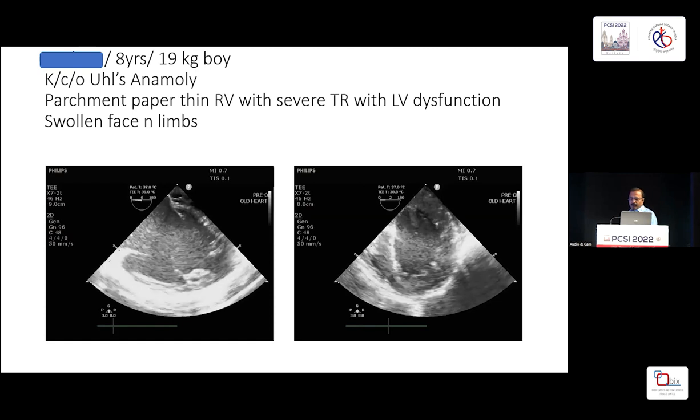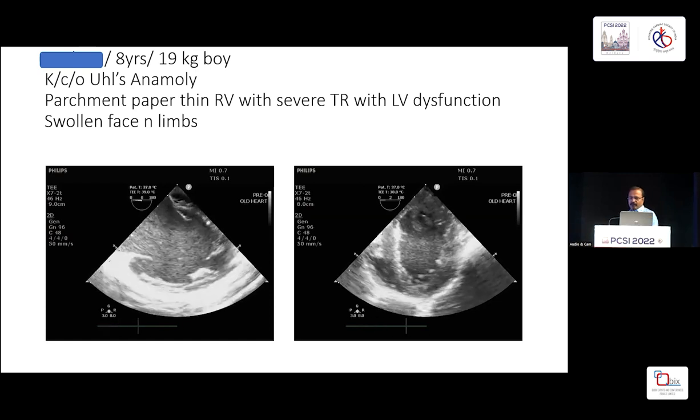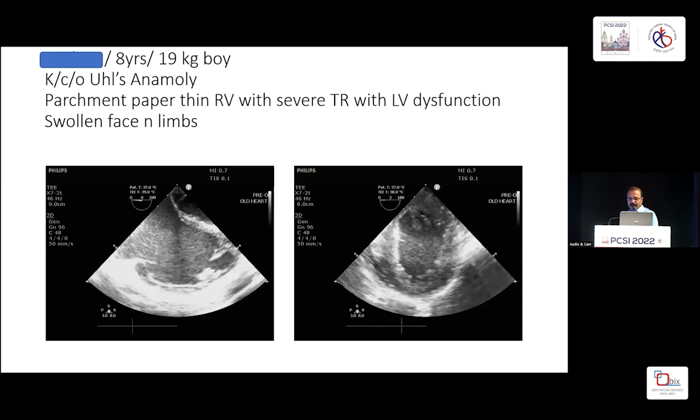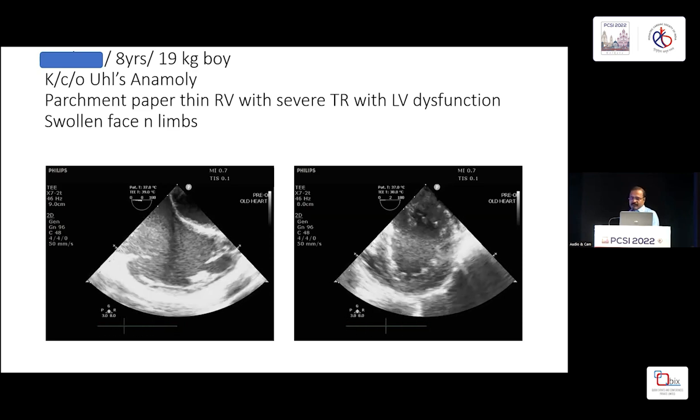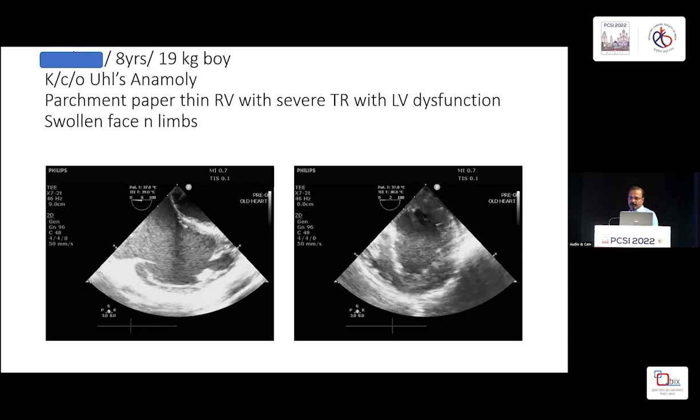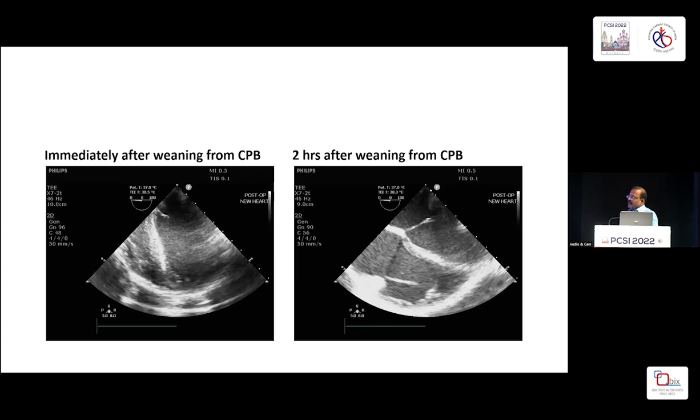When we were going for the retrieval, we got news that the donor had arrested. As we were near the retrieval center, we went there. By that time they had revived the donor, but there was significant LV dysfunction, and the donor was on high dose inotropic support. As the donor was young, we decided to take the heart, and the transplantation was done within 4 hours.